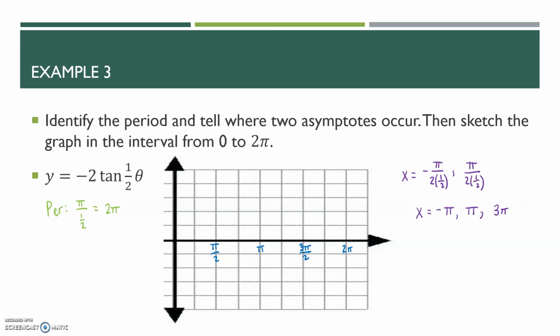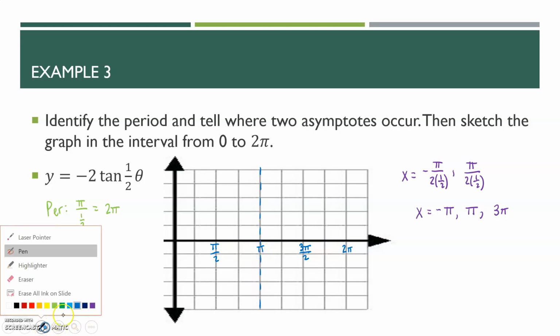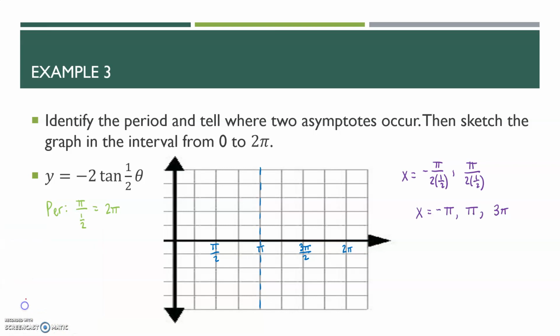I'm going to put my first asymptote at pi, or x equals pi, excuse me. Notice that I don't have any other asymptotes to graph. I'm not graphing the negative. I'm not graphing all the way up to 3 pi, but this is where it's helpful. I need to know where the midpoint is, and so halfway between those is at 2 pi.